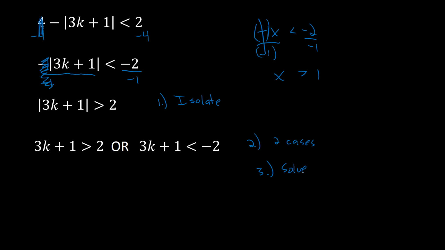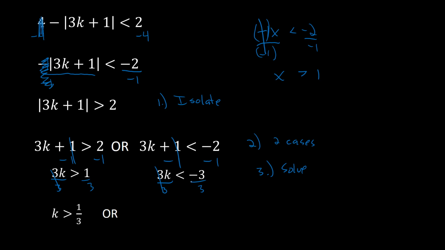So when I solve for both equations, I'm going to subtract 1 from both sides. I'm going to have 3k is greater than 2 minus 1, which is 1, and then divide both sides by 3. So we have k is greater than 1 over 3. Then over here, on the other inequality, same thing. Subtract 1 from both sides. -2 minus 1 gives you -3, and then divide both sides by that 3 to get k by itself. We get k is less than -3 over 3, which is going to be -1. So this here would be your solution.